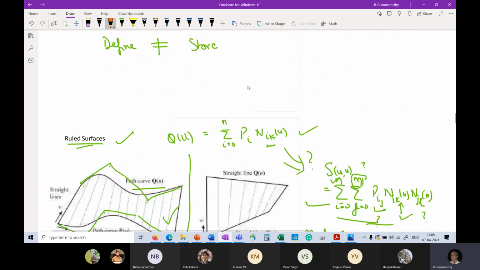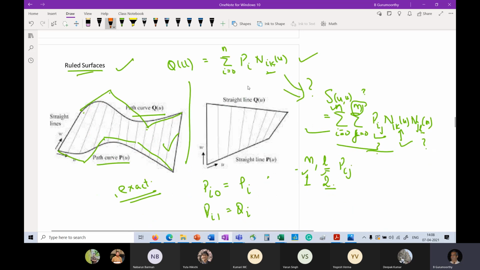So one of the first that we saw was a ruled surface, which is a special type of surface, where the formal definition is that you have two curves, Q(u) and P(u). They are given. And when I say the curves are given as input, it means I have a representation for them in a spline or the Bezier form.